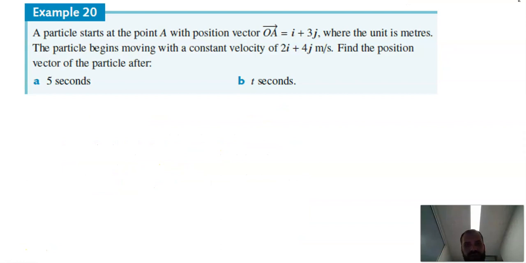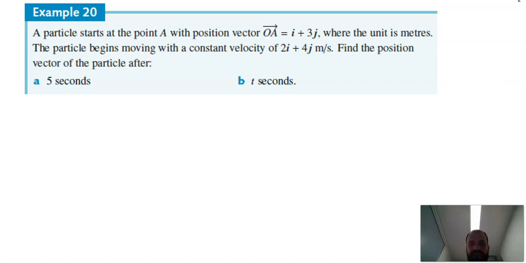Now, a particle starts at the point A with position vector OA equals i plus 3j. All right, so that's our starting point for our object. The particle begins moving with a constant velocity of 2i plus 4j. Find the position vector of the particle after 5 seconds.